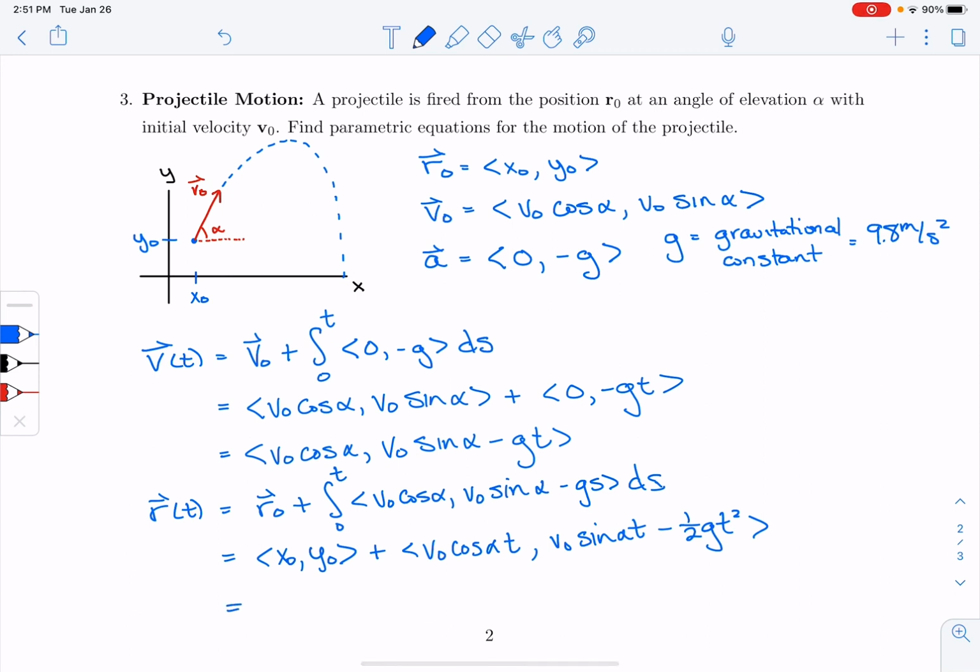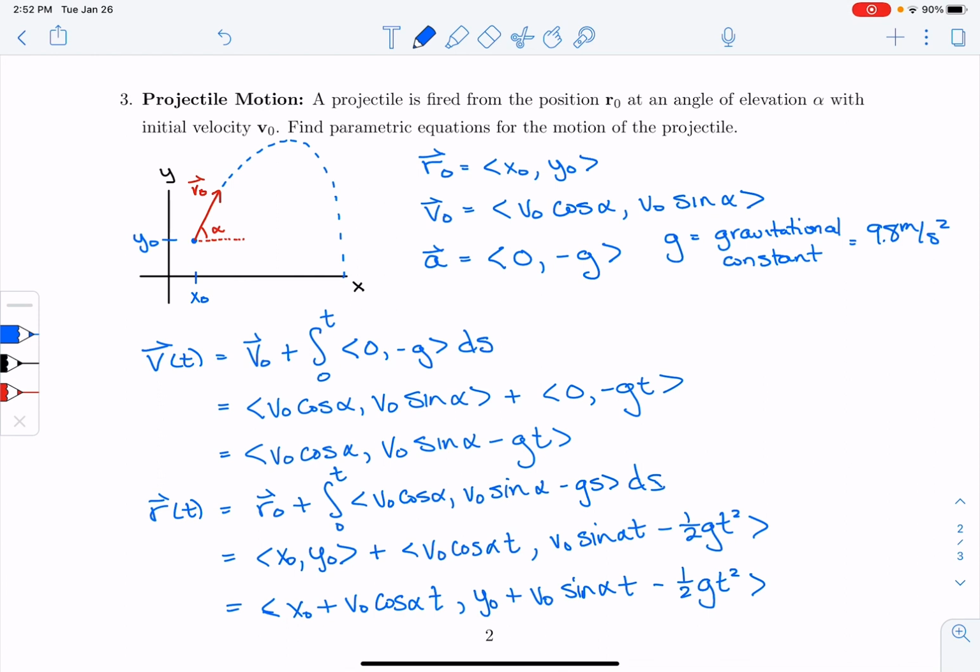So r of t, our parametric equation for the position, is going to be x0 plus v0 cosine of alpha times t, and then y0 plus v0 sine alpha times t minus 1/2 gt squared. And this is the parametric equation for the motion of the projectile.